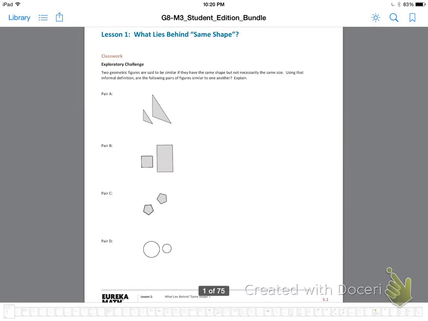So you've got some triangles, some rectangles, pentagons, circles, and then the next page has 4 more pairs. So pairs A through H, go ahead and pause and just say whether you think those are the same shape, but not necessarily the same size, for each of those pairs. And then just a really brief description.